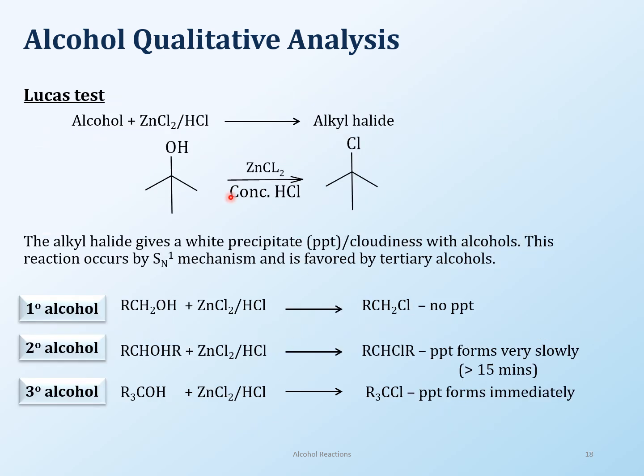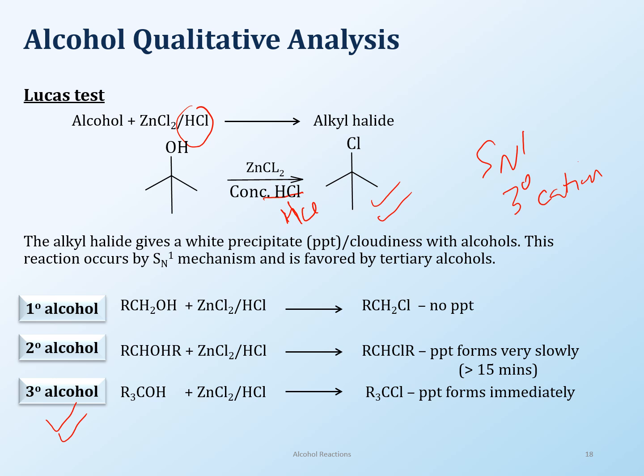And here's the Lucas test. The Lucas test is when you take an alcohol, treat it with zinc chloride in presence of concentrated HCl. Oops, I have H2SO4, it should be HCl. So if you treat it with HCl, then you end up getting an alkyl halide. So here is a typical reaction for the Lucas test. Since we are working with concentrated HCl, the mechanism here is going to be SN1, which is favored by a tertiary cation, right? So tertiary cations are favored, which means that tertiary alcohols will give you a positive test.